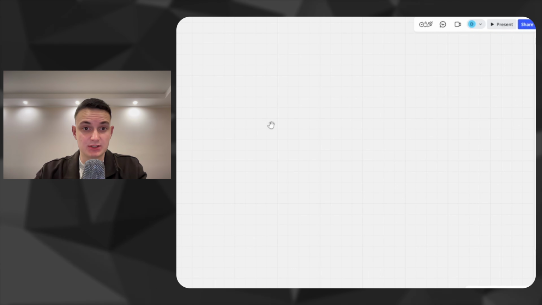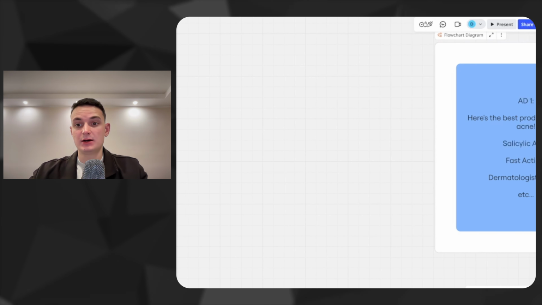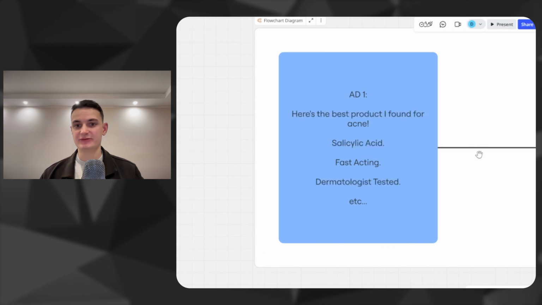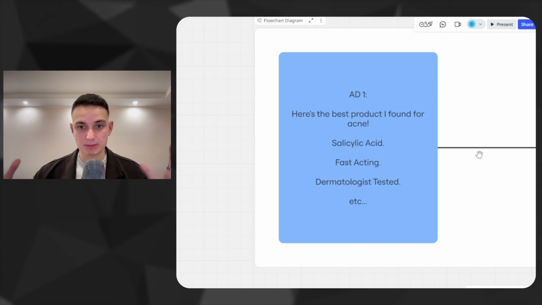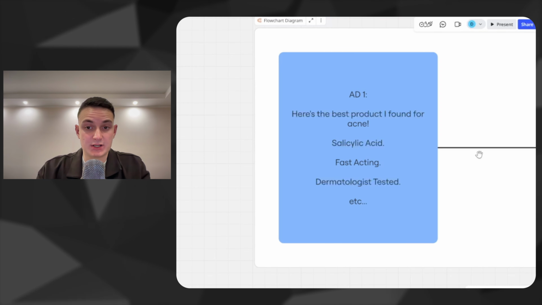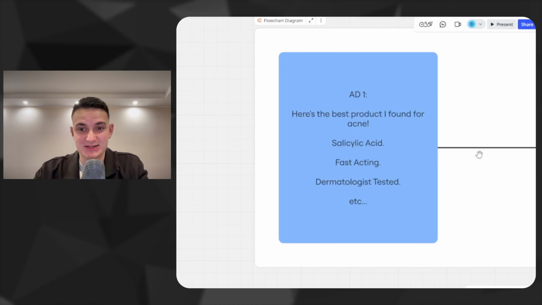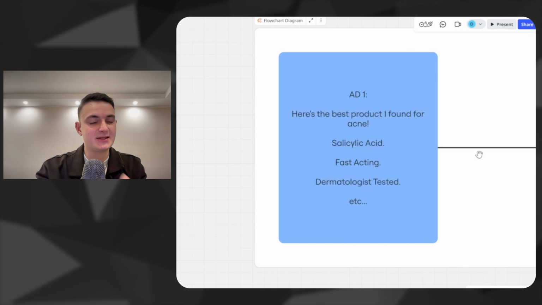Why is this important? So you have ad 1. The ad says the following. Here's the best product I found for acne. Salicylic acid, fast acting, dermatologist tested, blah blah blah. Who cares? No one cares probably. A lot of people don't even know what salicylic acid is. Let's look at ad number 2.